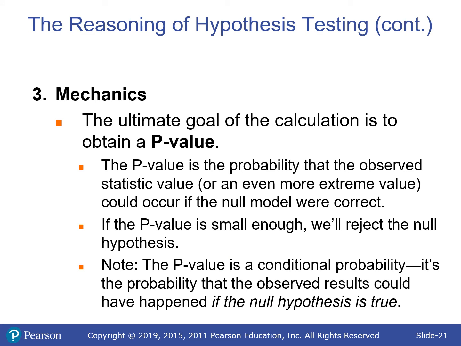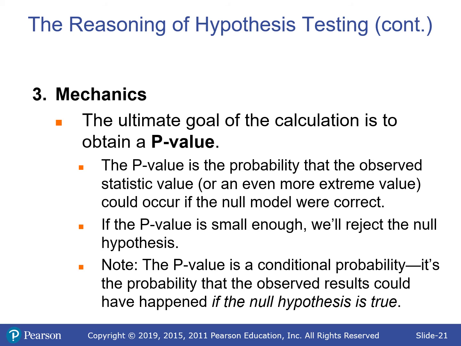Ultimate goal: calculation to obtain the p-value, which we got. P-value is the probability of the observed statistical value, or something more extreme, could occur if the null model were correct, and that's just by that random variation. If the p-value is small enough, we reject the null hypothesis. The p-value is not a conditional probability. It's the probability the observed results could have happened if the null hypothesis is true.